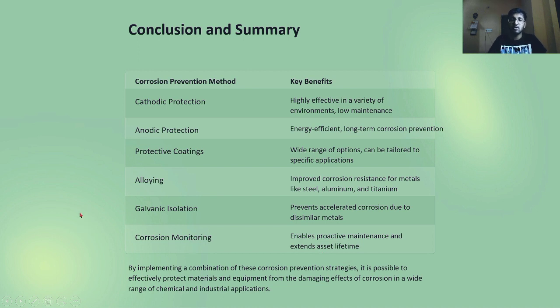So by implementing all these corrosion prevention strategies, it is possible to effectively protect materials and equipment from the damaging effects of corrosion in a wide range of chemical and industrial applications.